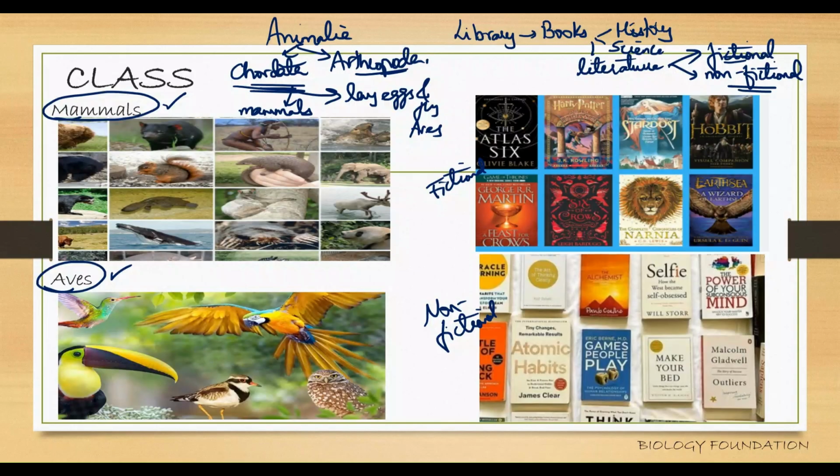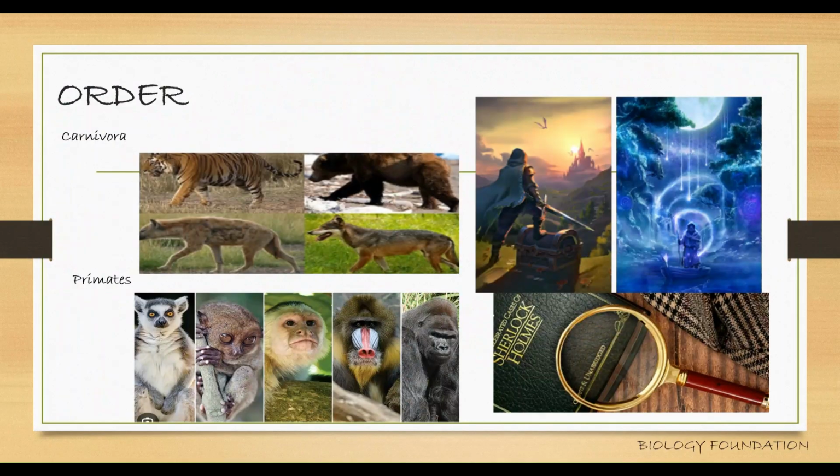Now, kingdom, phylum, class. King plays with clever officers. O stands for order. Now, you have books related to literature, books related to science and history. In literature, you have again fiction, non-fiction. In fiction, again, you have different kinds of books. You have mystery books, or you can have books related to fantasy, right?